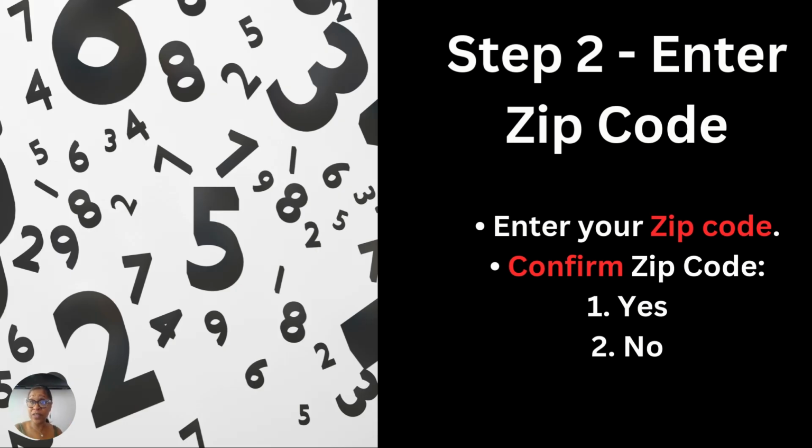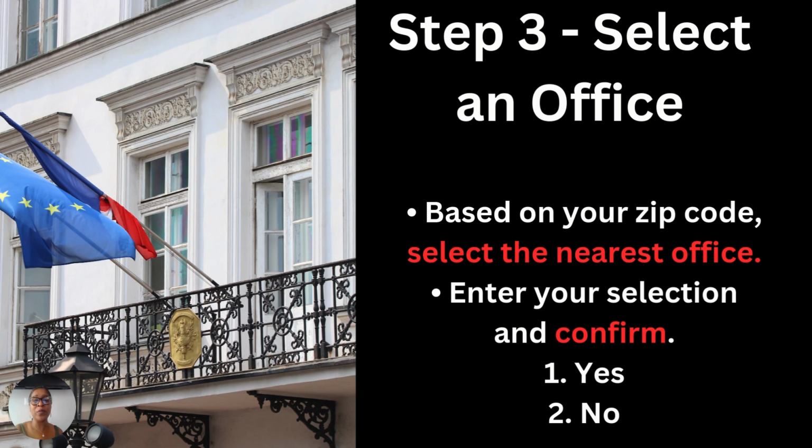Once you've done that, put all the digits in, and you're going to confirm it with a yes or a no. As we go through this, you're going to see a series of questions, but make sure you confirm it, because anything you've put down after you've confirmed it is what the system is going to accept. If you make a mistake, you're going to have to start all over again. You don't want to do that. So make sure you double check your information before you confirm, one or two, that's yes or no.